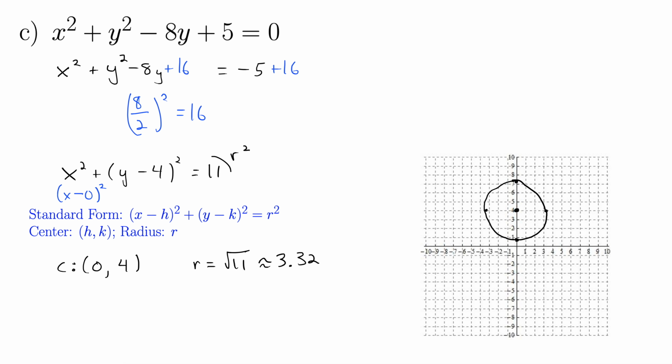So you'll eventually use this method for other conic sections, right? This completing the square method can be used to graph ellipses, hyperbolas, parabolas. It's a very useful method, so I recommend really spending some time to practice it because it pays off the better you get it down now.